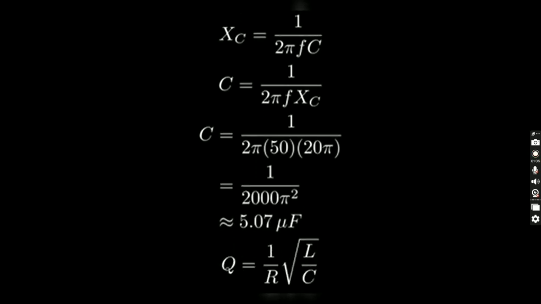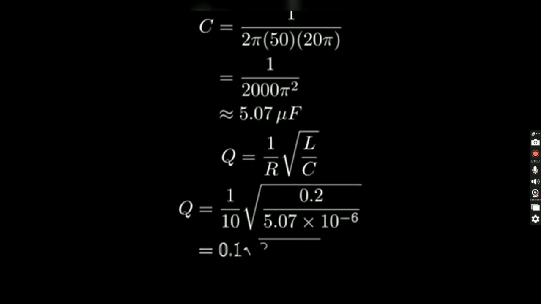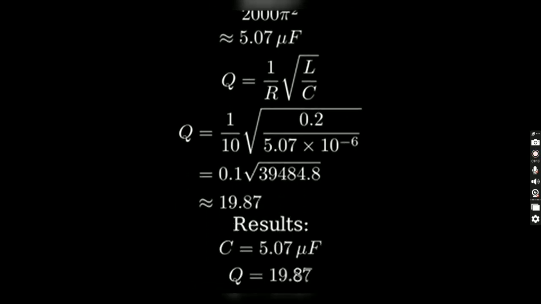The Q factor equals 1 over R times the square root of L over C. Plugging in our values and calculating, we get a Q factor of approximately 19.87. To summarize, for unity power factor in our LCR circuit, we need a capacitance of 5.07 microfarads, and this gives us a Q factor of 19.87.